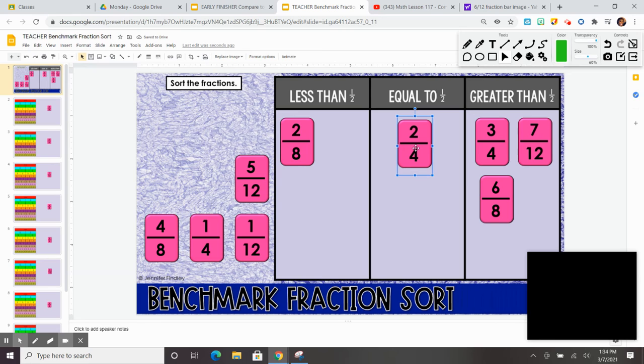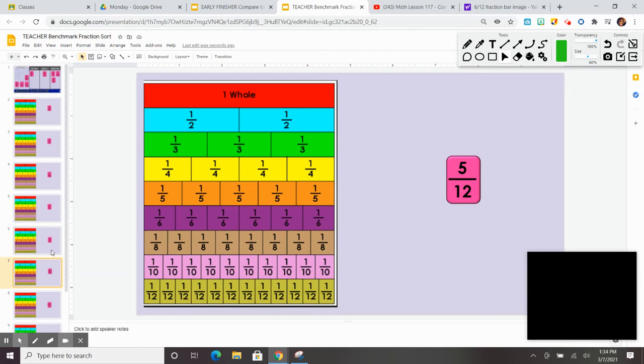All right. Now let's think about 5/12. What is half of our denominator, 12? 12 divided by 2, because half means 2. 12 divided by 2 is equal to 6. So I know that 6/12.